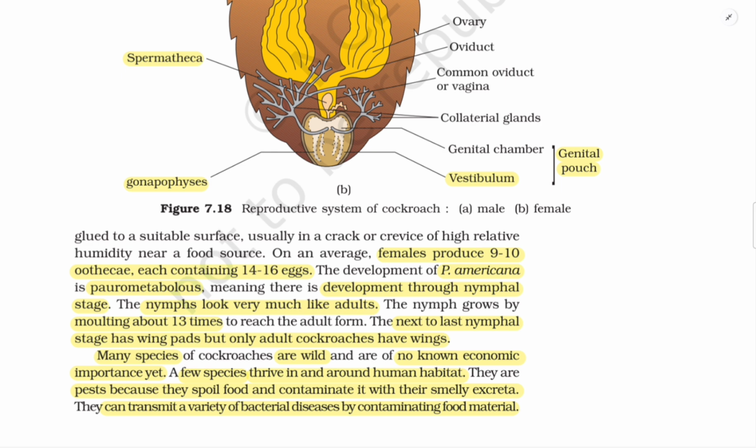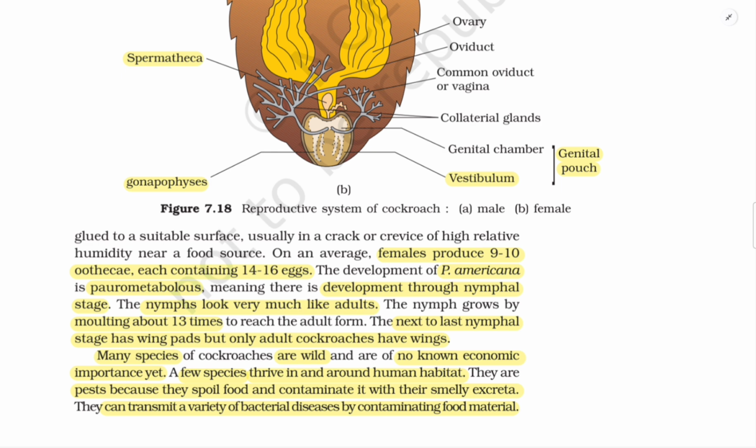The development of Periplaneta americana is paurometabolous, meaning there is development through a nymphal stage. The nymphs look very much like adults. The nymph grows by molting about 13 times to reach the adult form. The next to last nymphal stage has wing pads, but only adult cockroaches have wings.